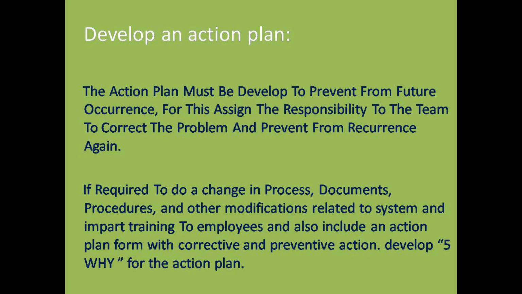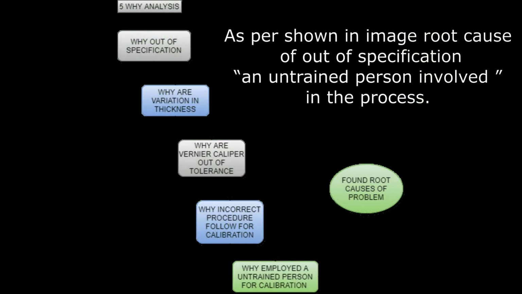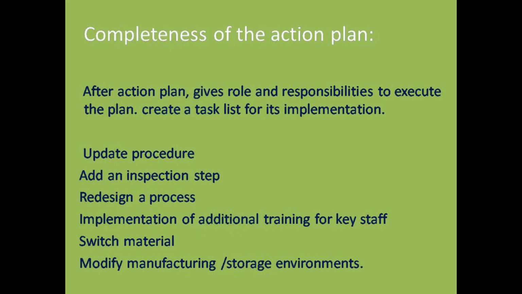Develop 5 whys for the action plan. 5 whys analysis. To analyze 5 whys, it is not just five questions starting with why, but each question must be related to the next one. As shown in the image, the root cause of out of specification is an untrained person involved in the process. Completeness of the action plan. After the action plan, give roles and responsibilities to execute the plan. Create a task list for its implementation.